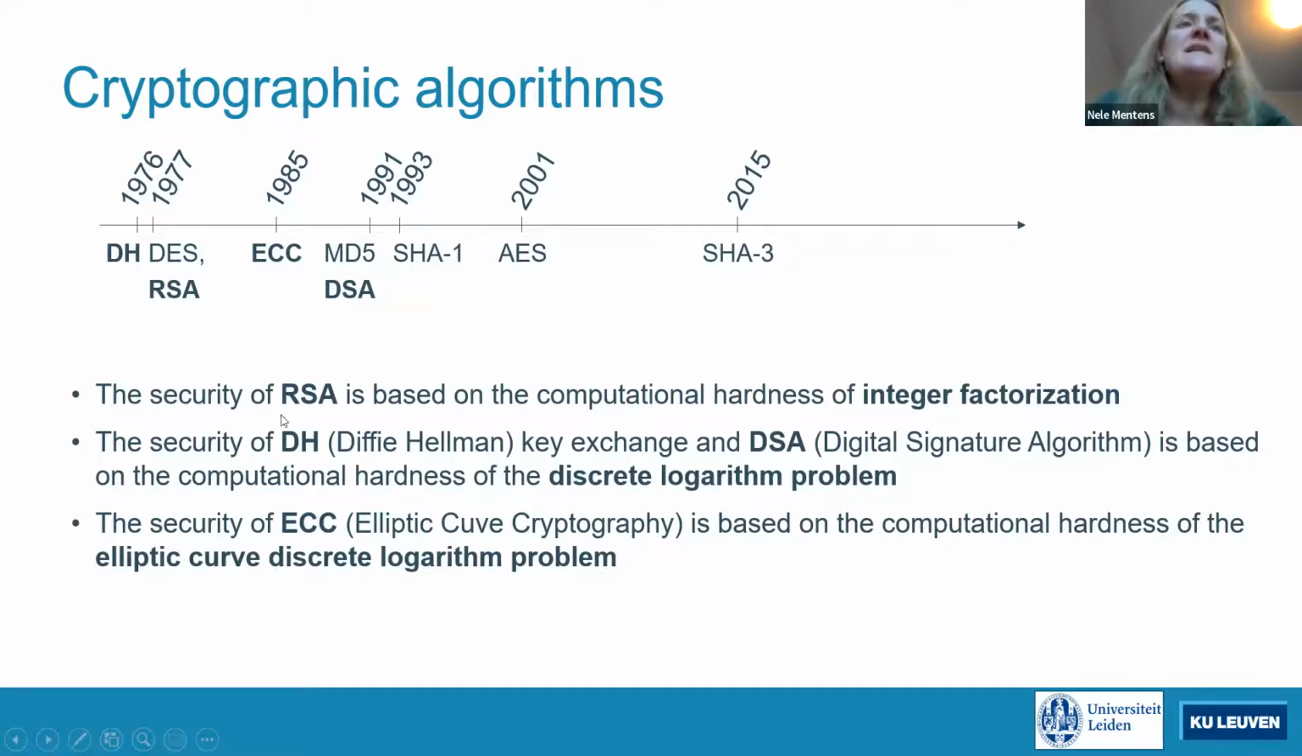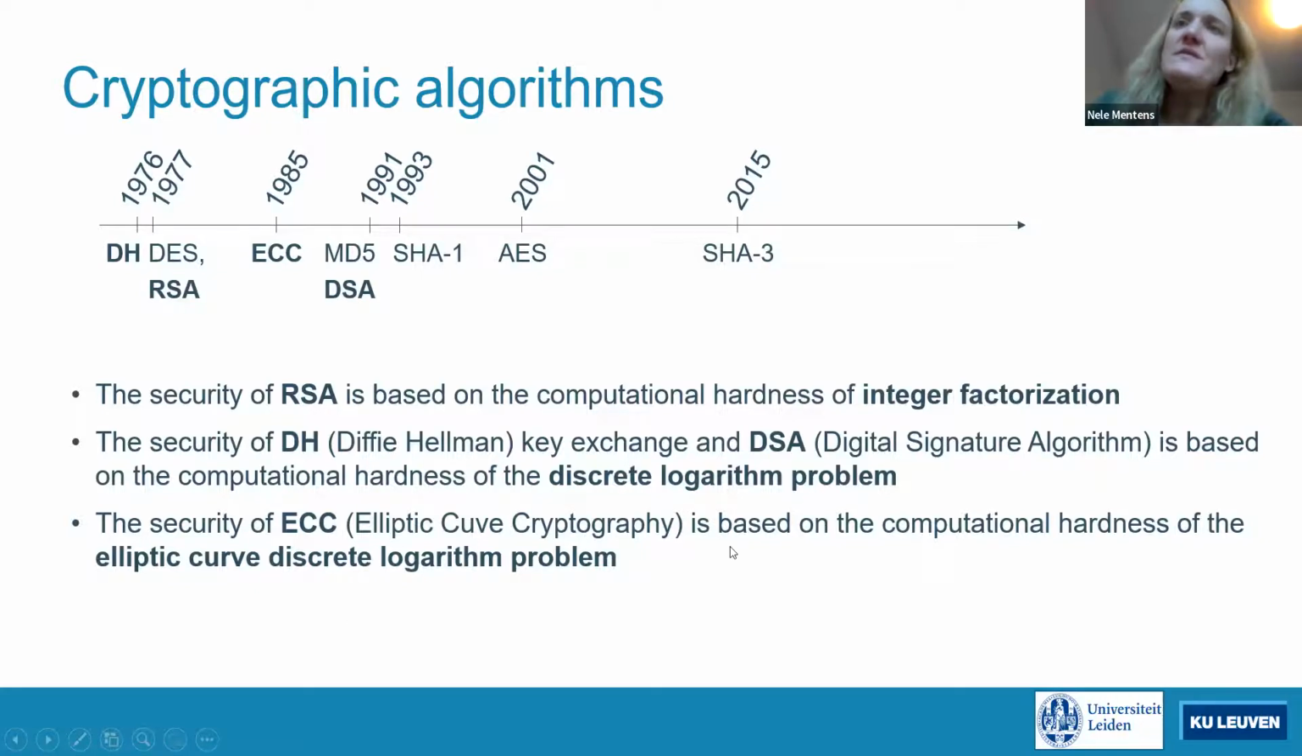So like I said, the security of RSA is based on the computational hardness of integer factorization, the security of the Diffie-Hellman key exchange, and also of the digital signature algorithm are based on the computational hardness of the discrete logarithm problem. So when we do a modular exponentiation, it's difficult to find the exponent when you have the base number and the result of the exponentiation.